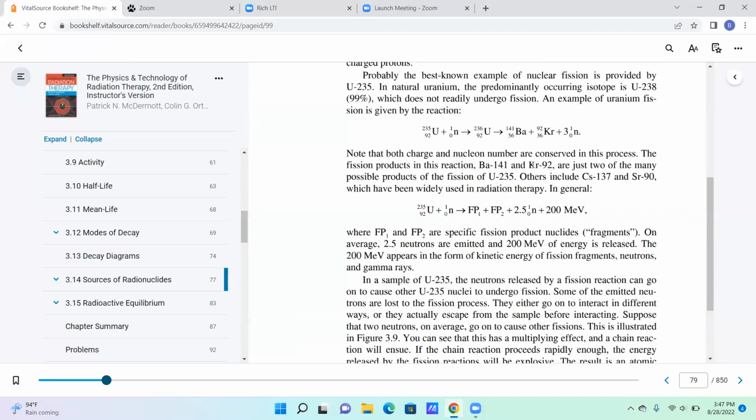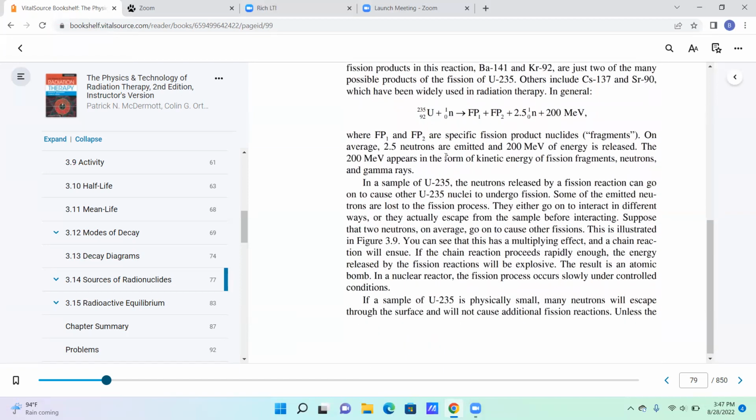These two are byproducts of the U-235 fission. Others include cesium-137 and strontium-90. And you can see here with this decay, you've got FP1 and FP2, and their specific fission product nuclides. On average, 2.5 neutrons are emitted and 200 MeV is released. This appears in the form of kinetic energy of fission fragments, nucleons, and gamma rays.